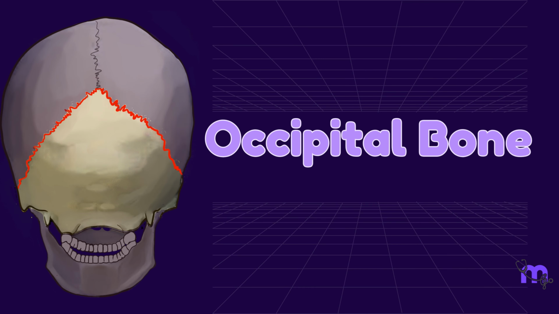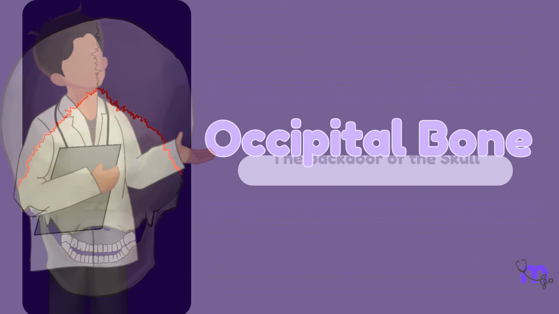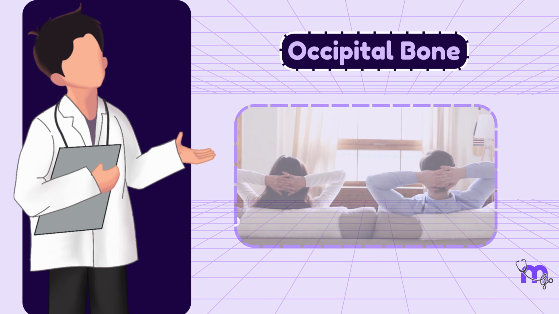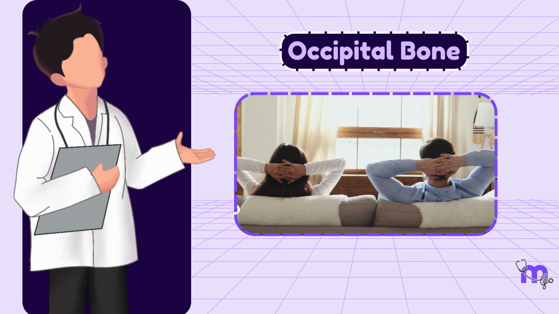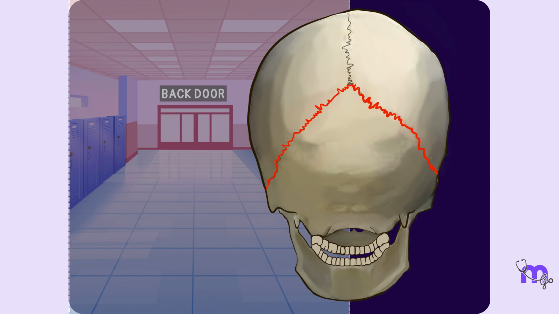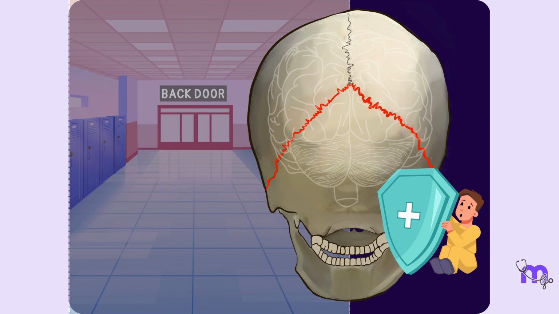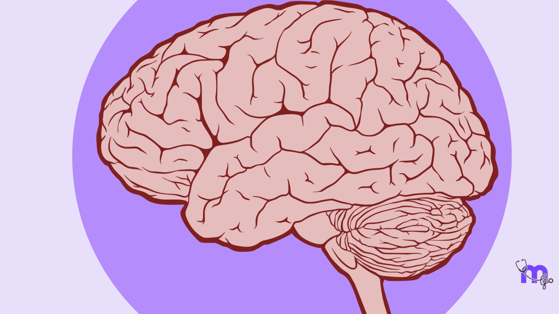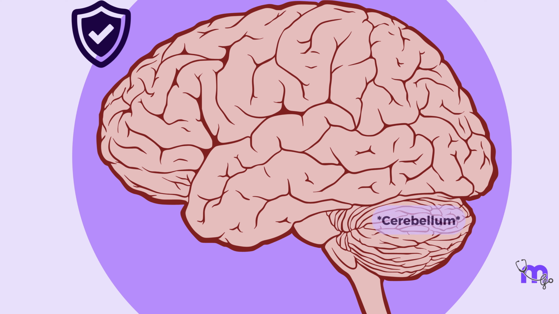Occipital bone, the back door of the skull. The occipital bone is the bone you touch when you place your hand behind your head, right above your neck region. It's like the back door of your skull that not only protects the brain, but also acts as a passageway. The key structures safeguarded by this bone are the cerebellum and the brainstem, without which life wouldn't exist.